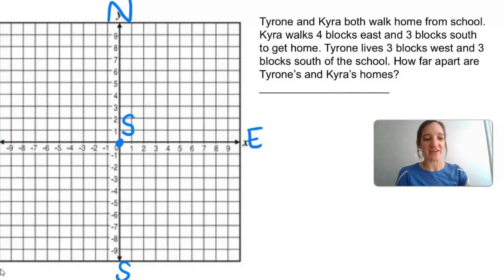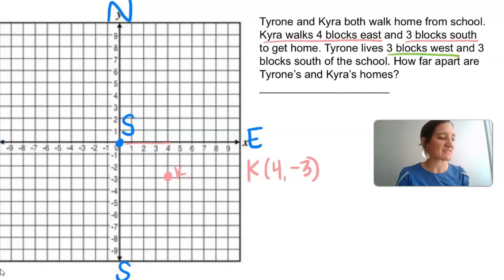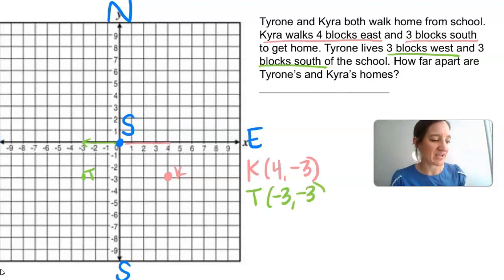And now I can figure out where Kyra lives because it says Kyra is 4 blocks east and 3 blocks south. So I'm going to go 4 blocks east and then 3 blocks south. And I'm going to say that point K is at +4 and then -3. Now Tyrone is 3 blocks west and 3 blocks south. So still from the school, Tyrone goes 3 blocks west and 3 blocks south. So he is at, I'm going to make that T and label T as -3, -3.